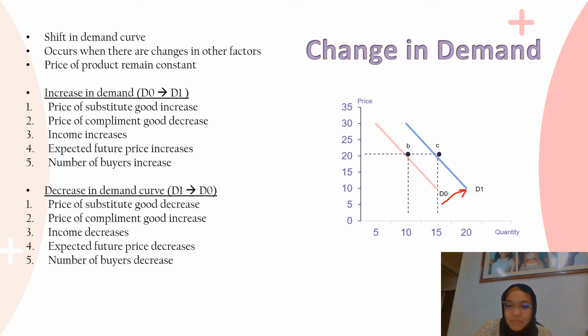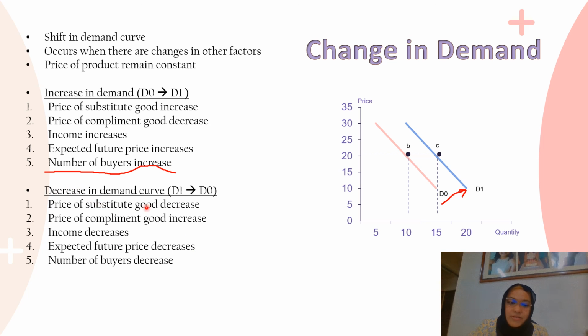So the demand curve is actually shifting to the right. What are the factors causing the shift? Price of substitute good increase, price of complement good increase, income increase, expected future price increase, number of buyers increase. To relate better, we take the number of buyers. For example, when there are more buyers for your product, you will tend to produce more. So that's why the quantity demanded for your product will increase. So that's why there is an increase in demand when the number of buyers increases.